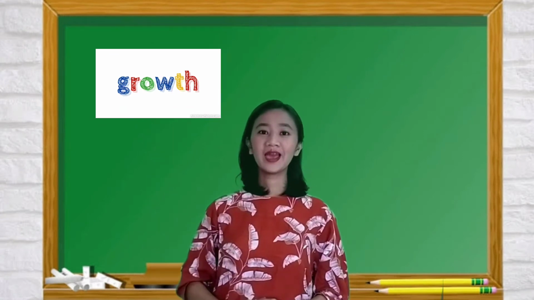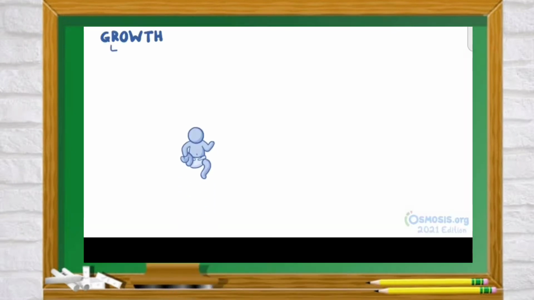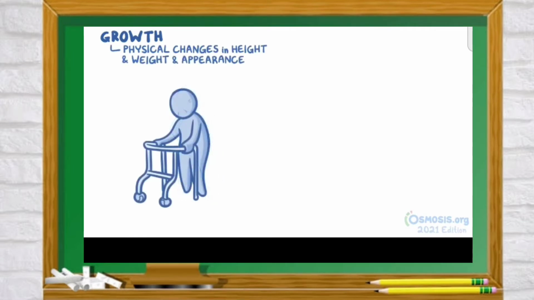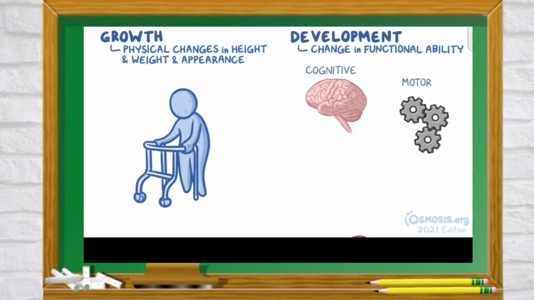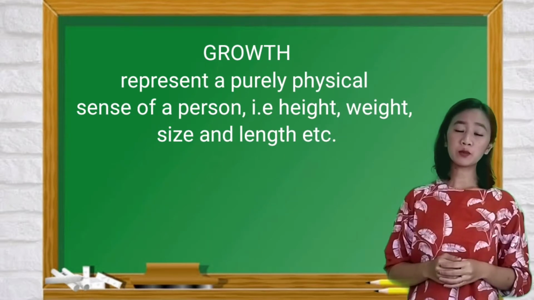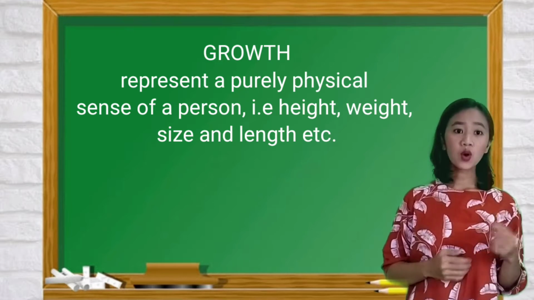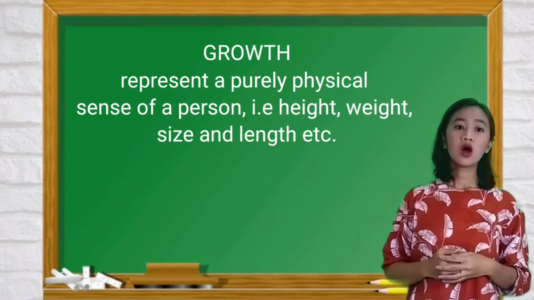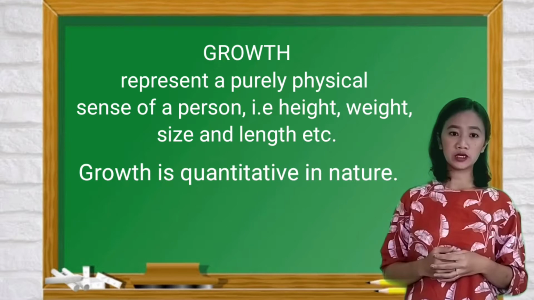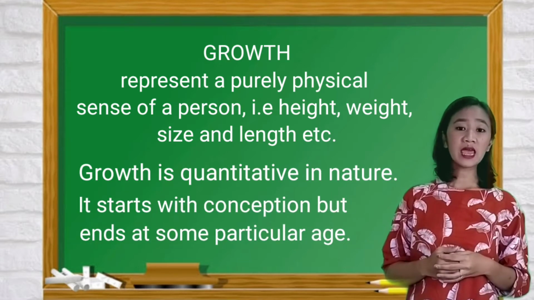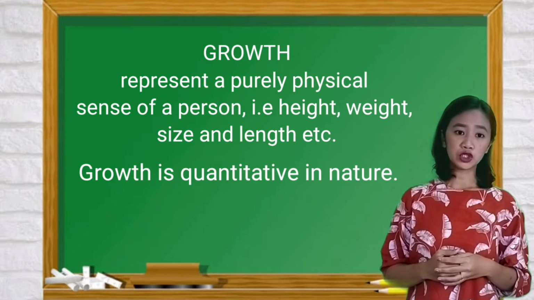Growth and development. Growth involves physical changes in height, weight, and appearance of the body, while development refers to the change in functional ability such as cognitive, motor, and psychological aspects of the individual. Growth terms represent a purely physical sense of a person. Example, the height, weight, size, and length. Growth is quantitative in nature. It starts with conception but ends at some particular age.